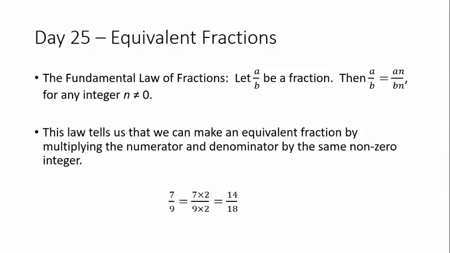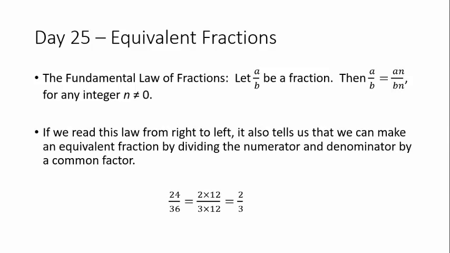We have an example at the bottom. 7/9. We can multiply both the numerator and denominator by 2. This gives us the fraction 14 over 18. 14/18 is equivalent to 7/9. We can also consider this law from right to left. We use this when we simplify a fraction. In the example at the bottom, you can see what we're talking about.